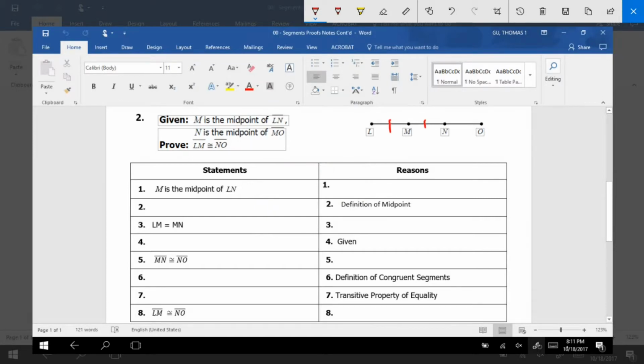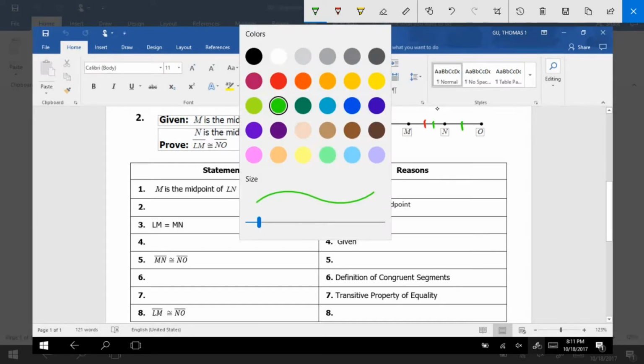And then they also tell us that N is the midpoint of MO. So that means that I'm gonna use a different color here because we're not sure yet. MN is congruent to NO, and they want us to show that LM.